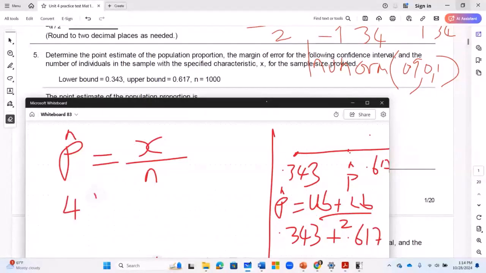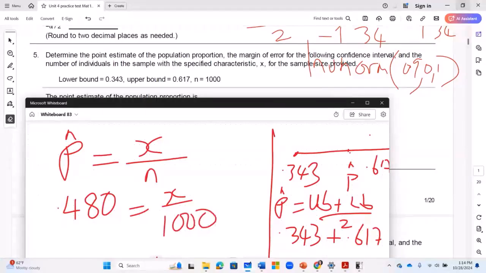x is 480, and I am told that the sample size is 1,000. So x over 1,000. This is 0.480 because it's a proportion. But if I multiply 0.480 by 1,000, I am going to have 480. Therefore, x is equal to 480. Okay, so that is the question they asked us.